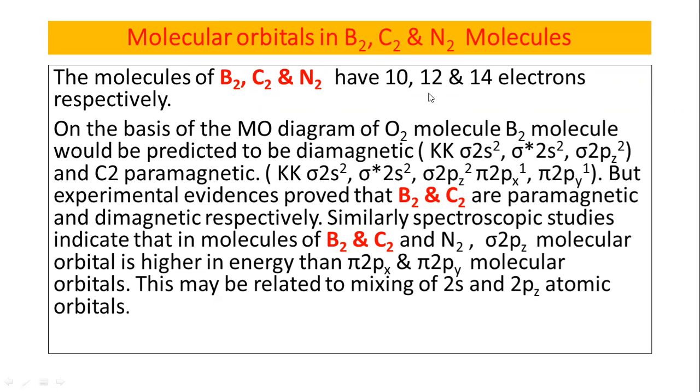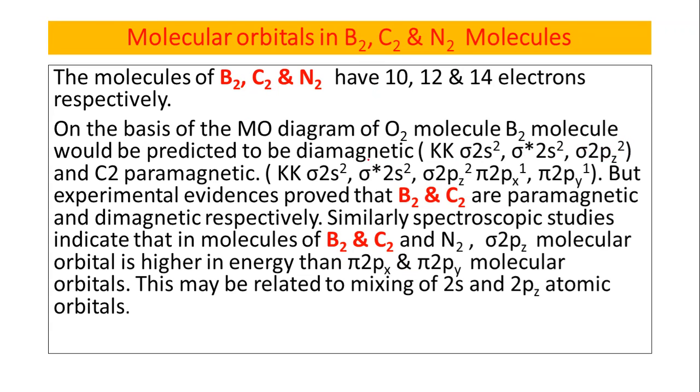On the basis of the molecular orbital diagram of the oxygen molecule, the boron molecule can be predicted, and the boron molecule is diamagnetic. If you see the electronic configuration of the boron molecule, it is K sigma 2s2, sigma star 2s2, sigma 2pz2. So in the sigma 2pz bonding molecular orbital, the two electrons are paired.